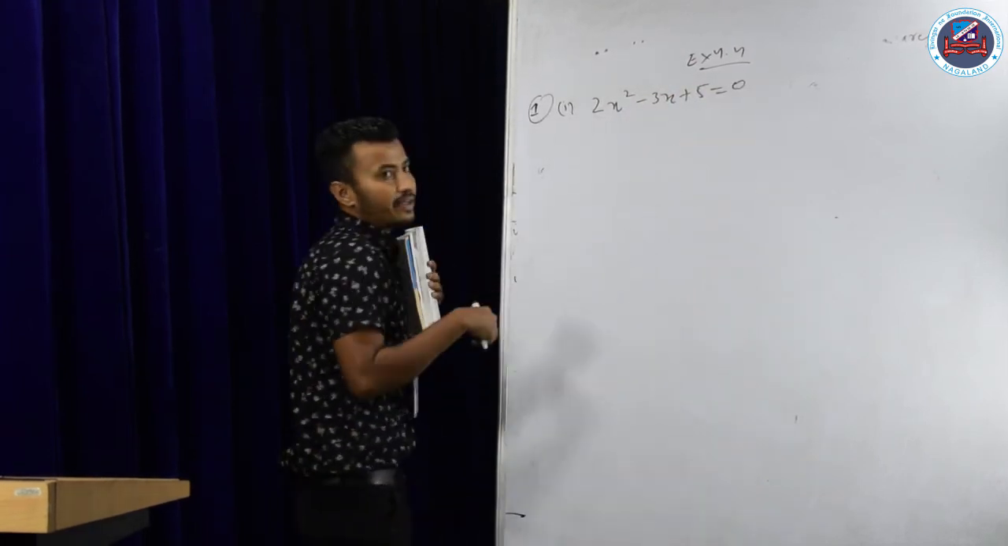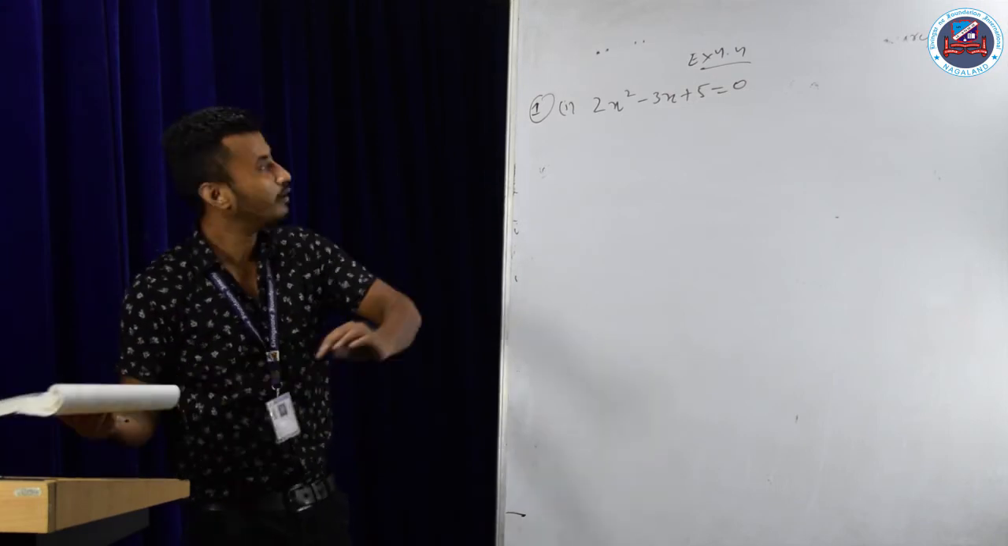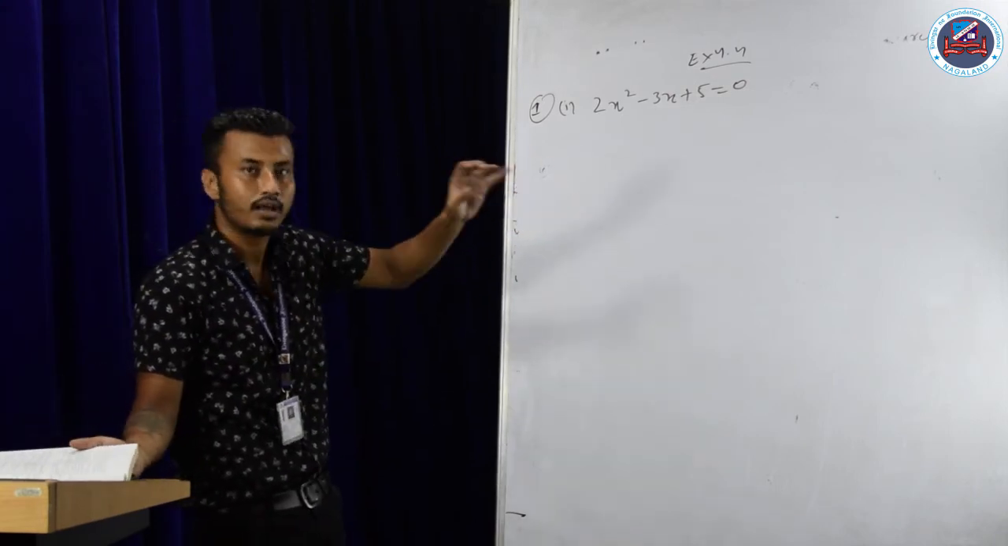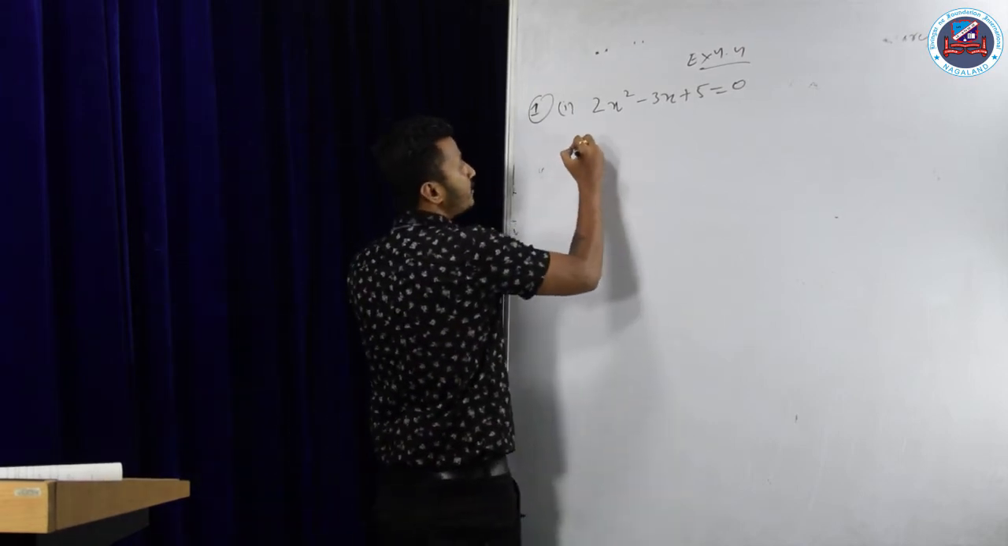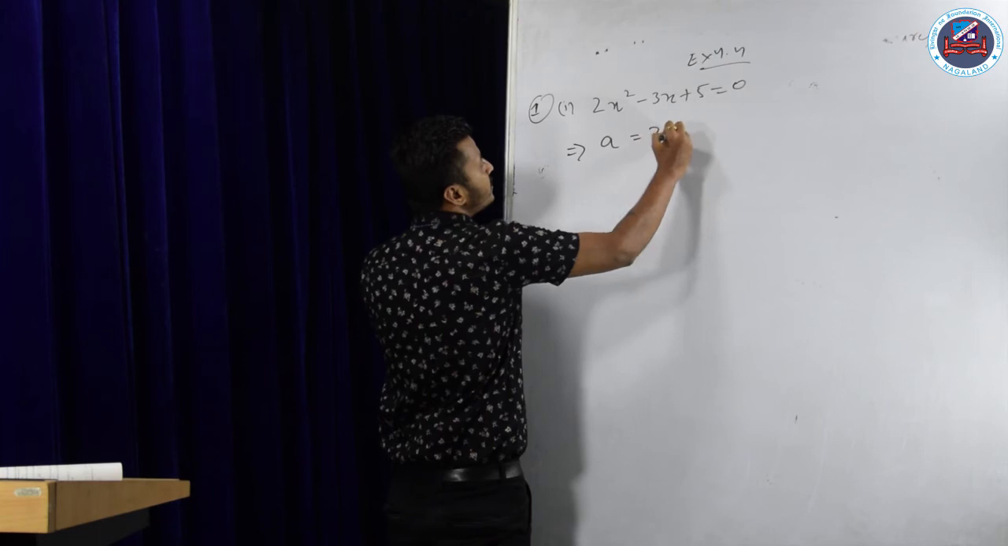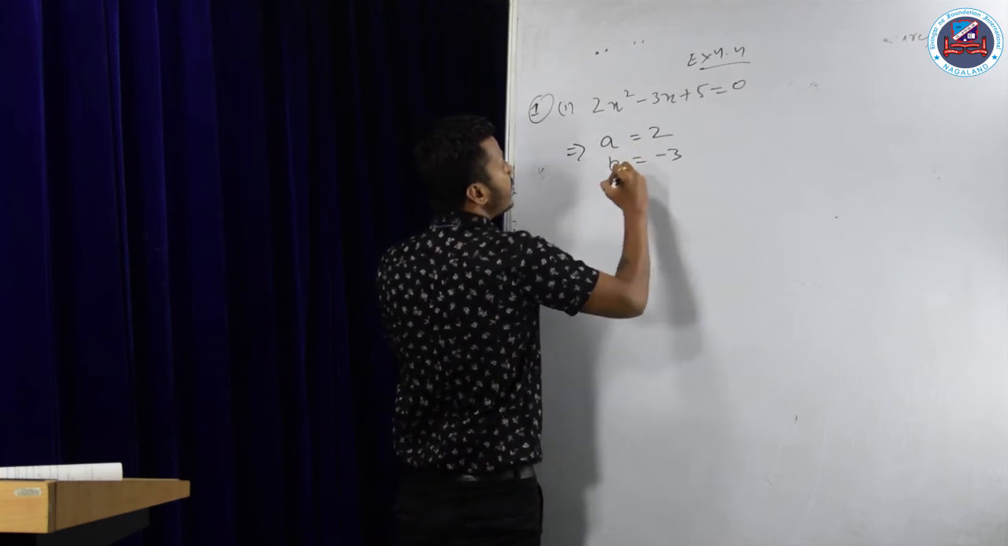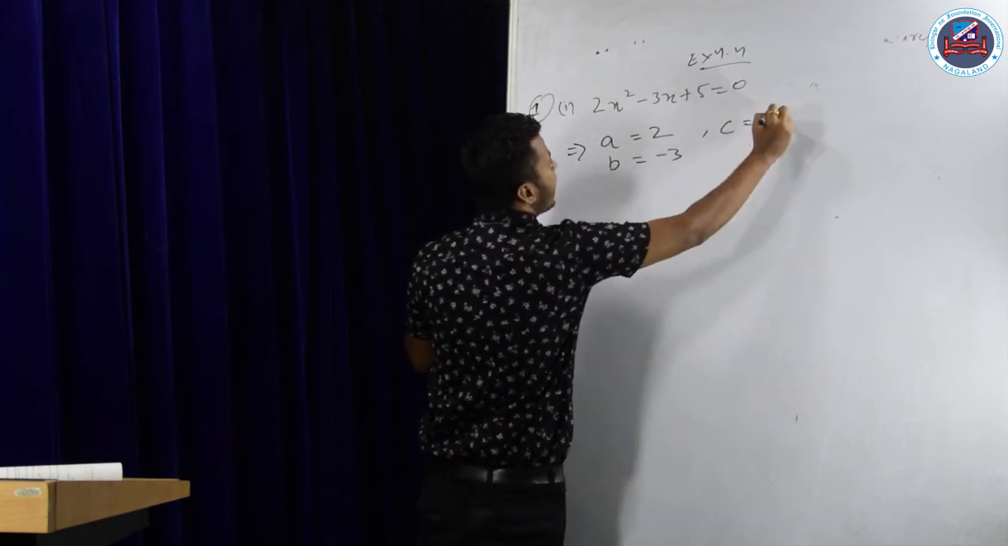See guys, I don't want to repeat the same type of question again and again. I'll do one question of this quadratic formula. Please go through it nicely and try to understand it. First, let me write down the values of a, b and c. a is 2, b is minus 3 and c is 5.